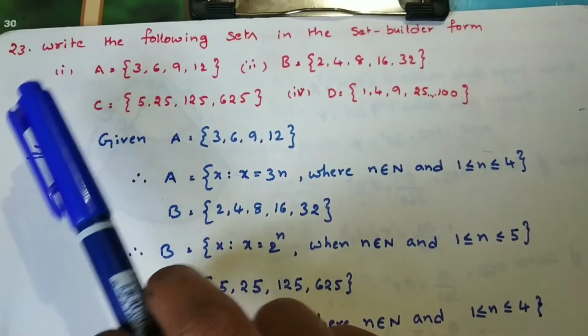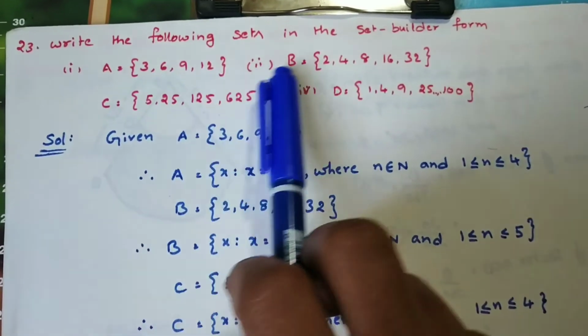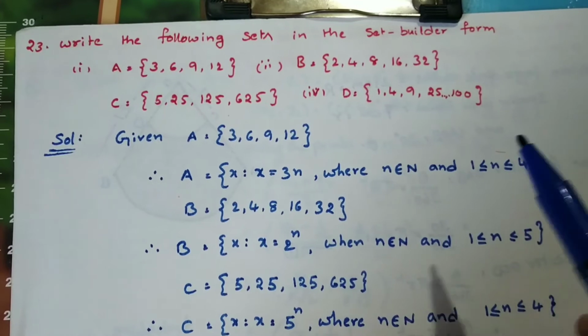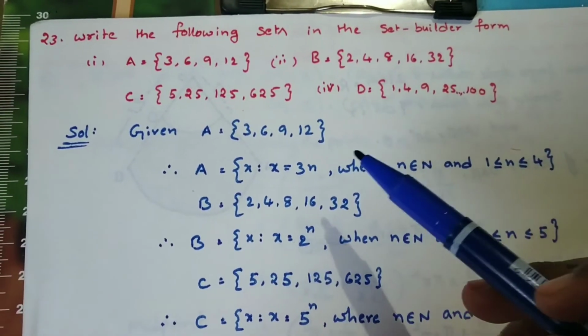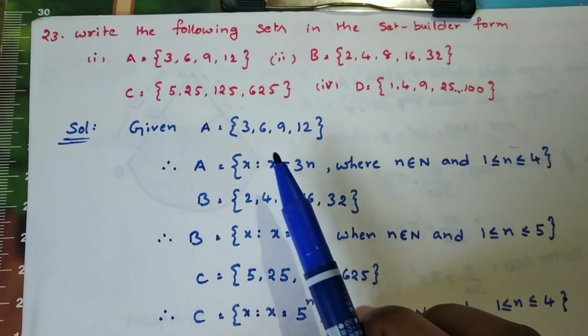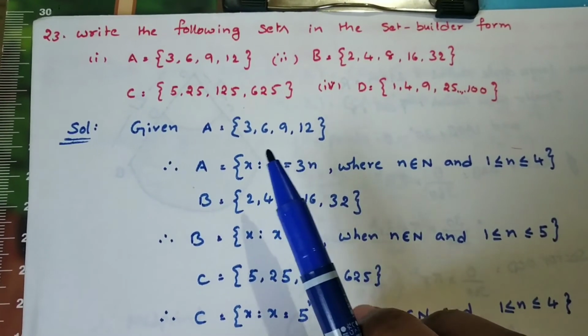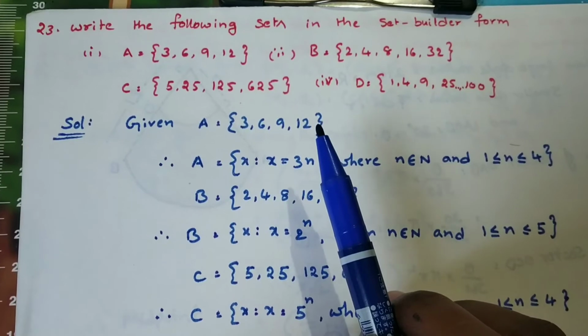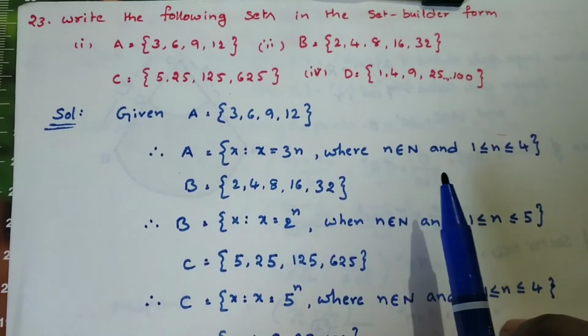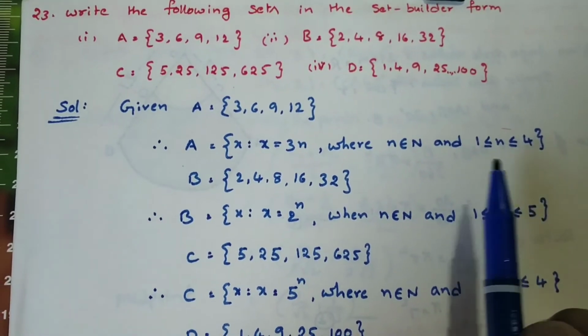23rd question. Write the following sets in the set builder form. A, B, C, D are given, and for these you have to form the set builder forms. Here A is equal to 3, 6, 9, 12. It is in the form of 3 into 1, 3 into 2, 3 into 3, 3 into 4 like that. So A is x such that x is equal to 3n where n belongs to N and 1 less than or equal to n less than or equal to 4.